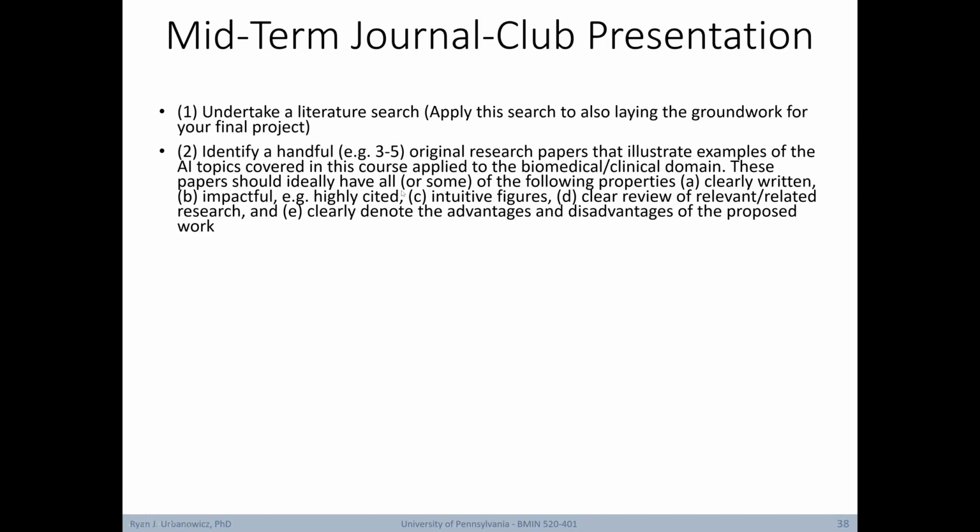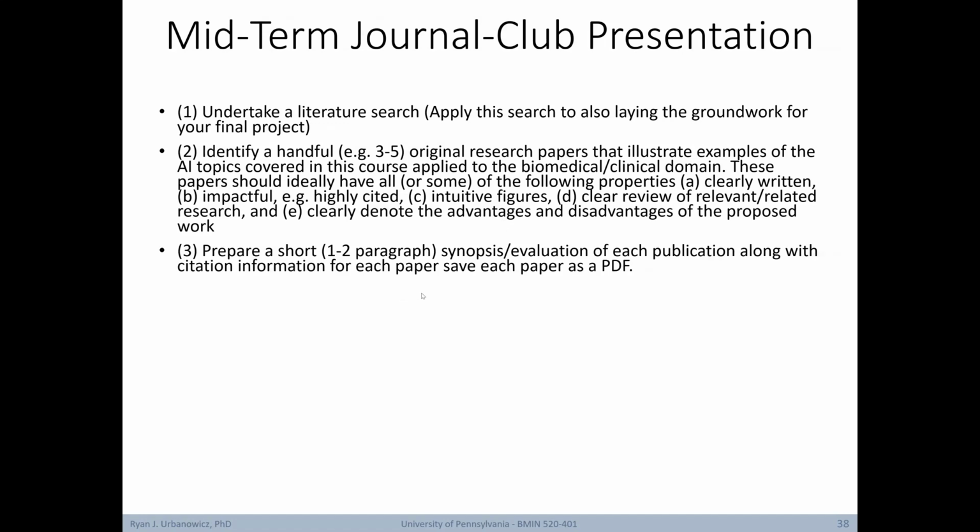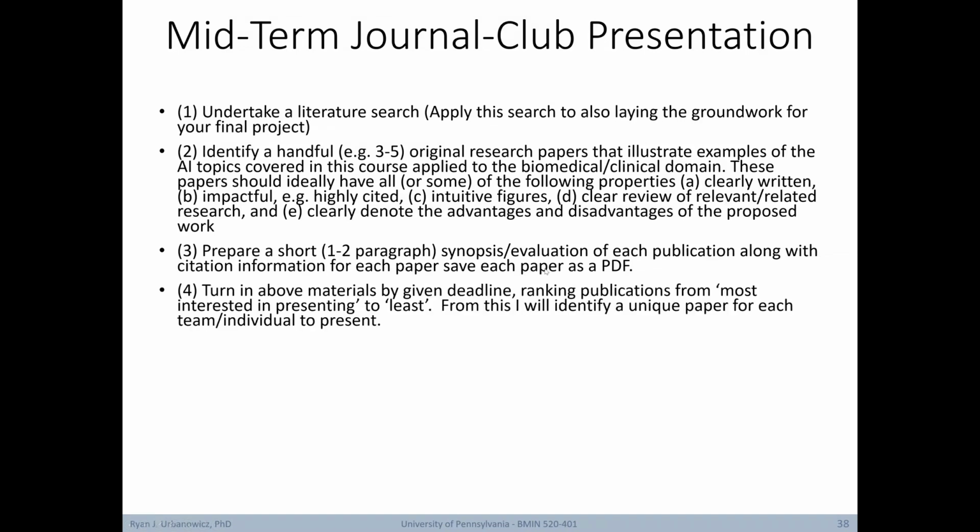These papers should ideally have all or some of the following properties. They're clearly written, they're impactful, they have clear figures, they clearly review relevant or related research, and they clearly denote the advantages and disadvantages of either the methods or applications proposed in their work. Next, you'll prepare a short 1 to 2 paragraph synopsis/evaluation of each of these publications, along with citation information for the papers, and save those papers as PDF files when you submit them to me. You'll turn in these materials by the given deadline.